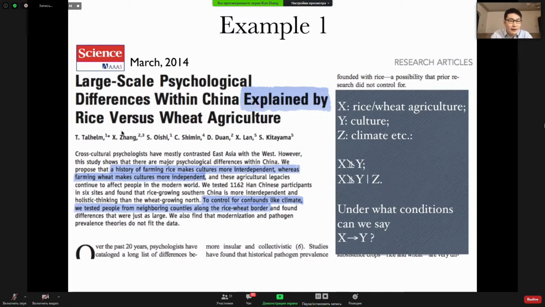It says, yeah, they said a history of farming rice makes cultures more interdependent, whereas farming wheat makes cultures more independent. So you can see this is a causal explanation. Also, they try to control for possible confounders like climate and so on.